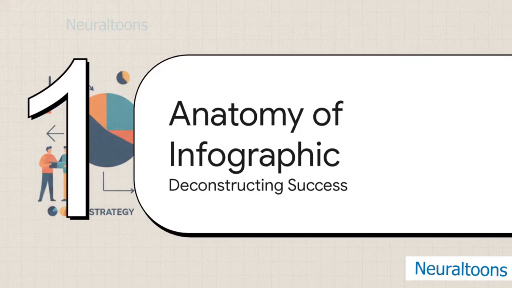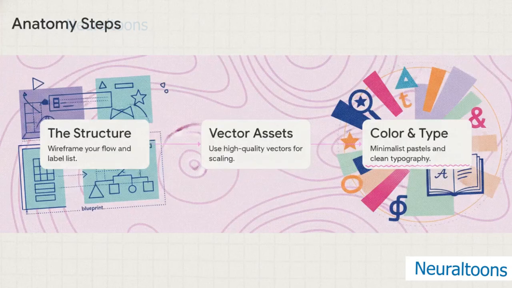Section 3. Anatomy of an infographic. Deconstructing success. So what actually separates a totally confusing, cluttered data dump from a truly compelling visual asset? Well, to make this super easy to retain, we're going to use the rule of 3 to reduce cognitive load. A successful infographic really just boils down to 3 physical building blocks. Step 1 is the structure, or the blueprint. Step 2 is high-quality vector assets. And Step 3 is color and typography.